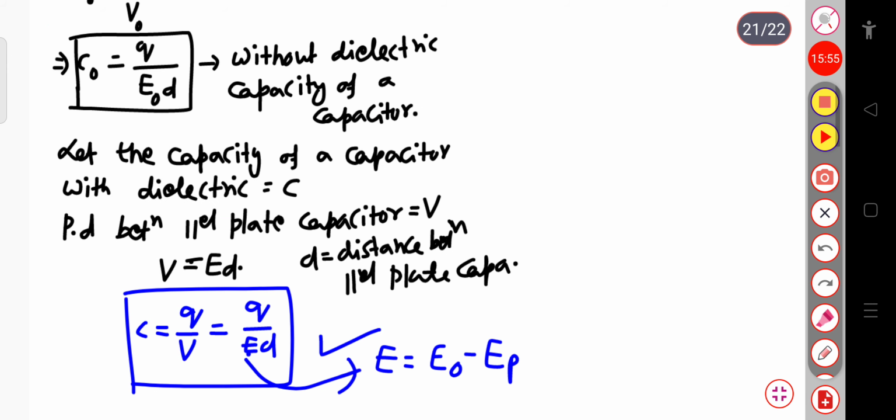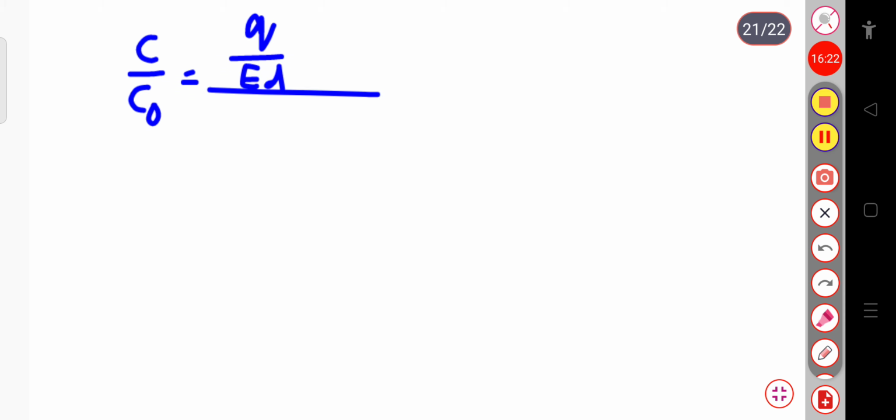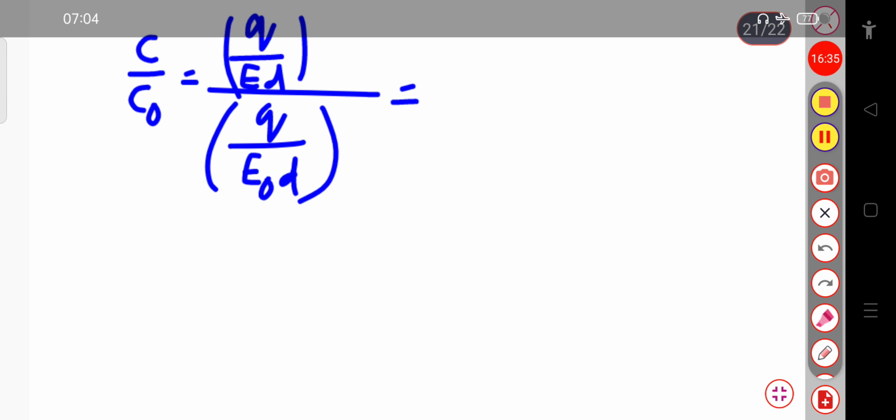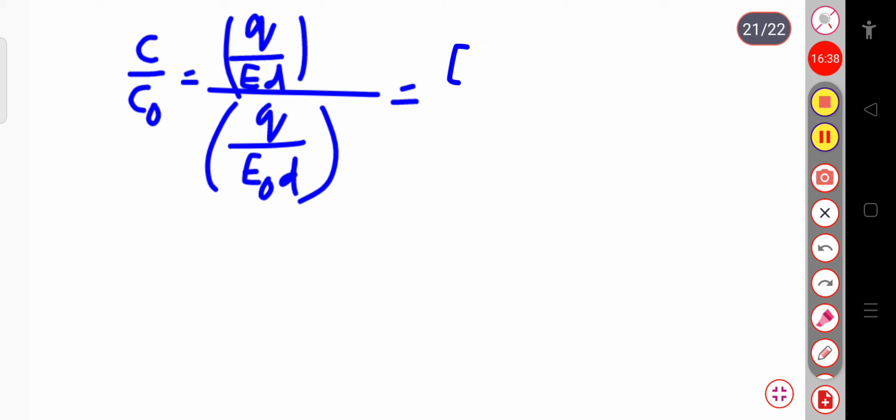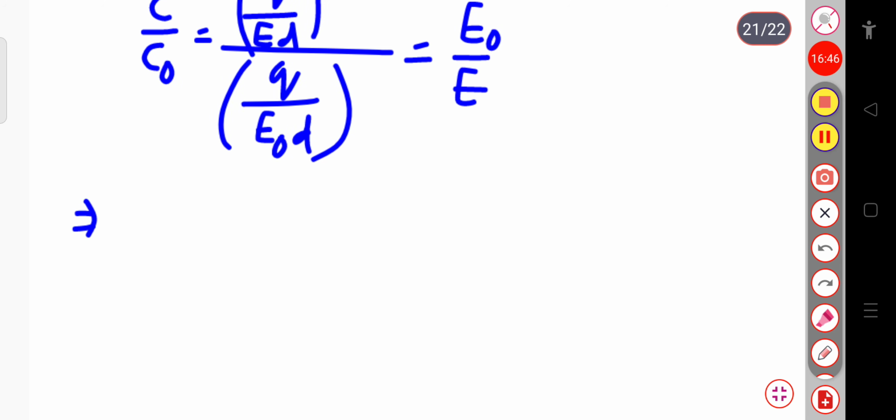Now if I calculate the ratio between these two, that is C by C naught, then C is Q divided by E into D, whole divided by C naught, which is Q divided by E naught D. The Q by D gets cancelled, so C by C naught is equal to E naught divided by E.